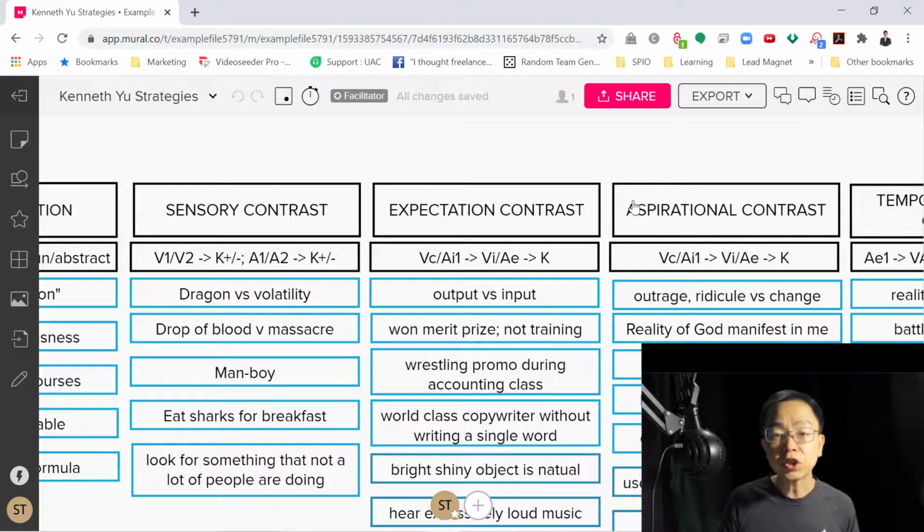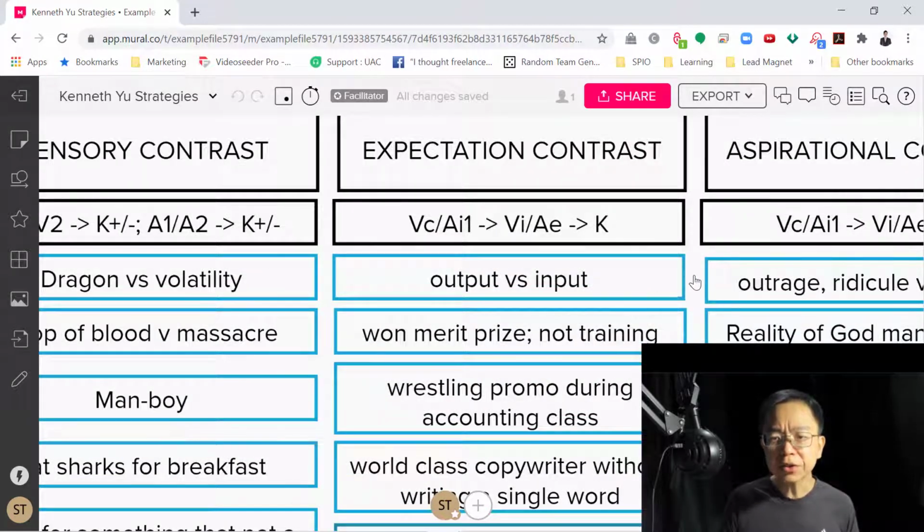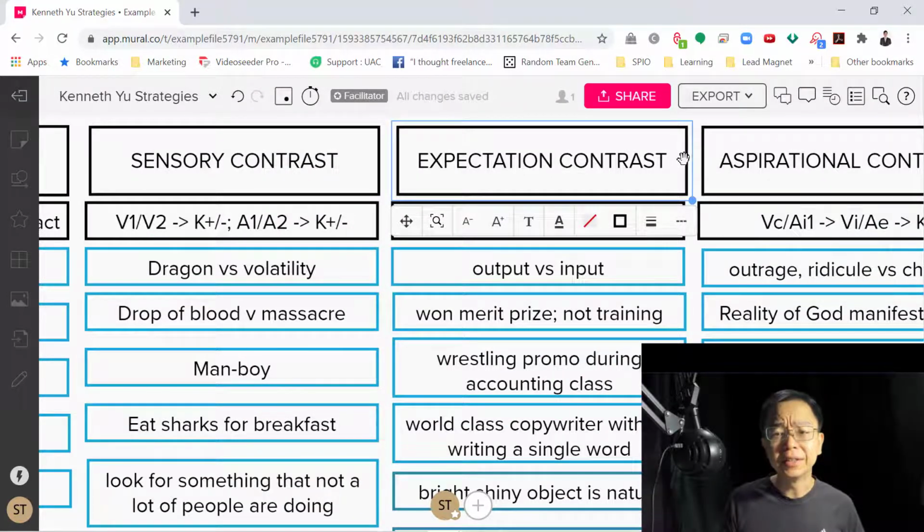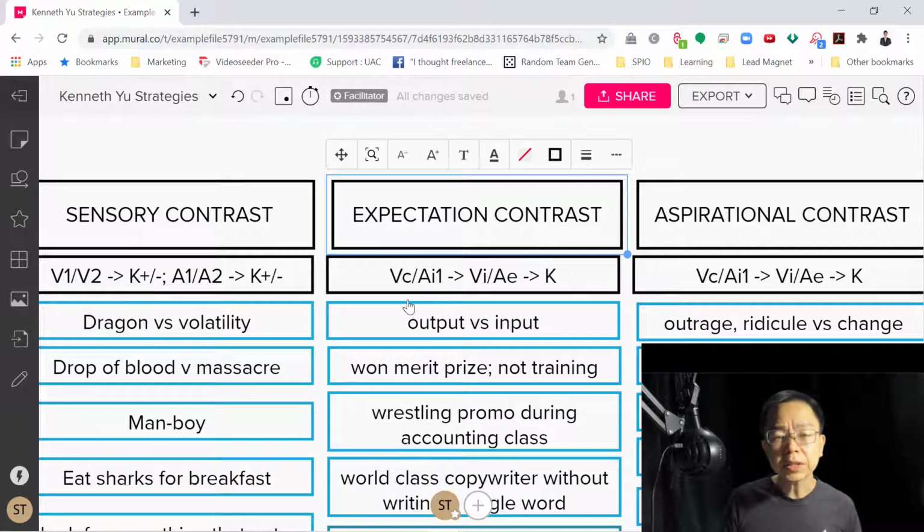Let's look at expectation contrast. Expectation contrast is quite fun because you're toying around with your customers' expectations almost literally, right? So what's an expectation? An expectation is I am imagining something of the future. It's similar to the aspiration, but the aspirational contrast gets you to look at a goal, and what you say to yourself when you get to that goal, whereas the expectation contrast relies primarily on what you know of the past.